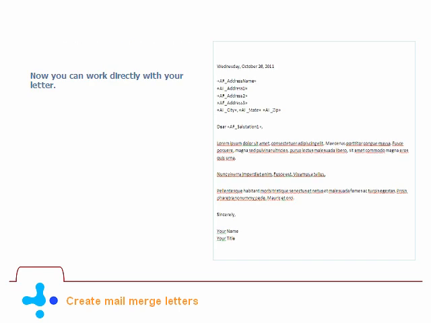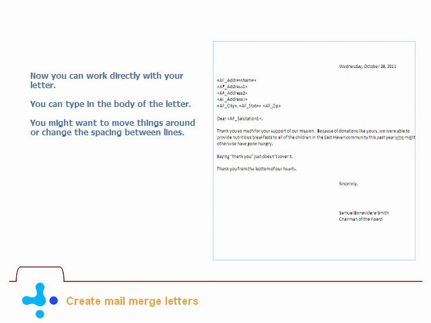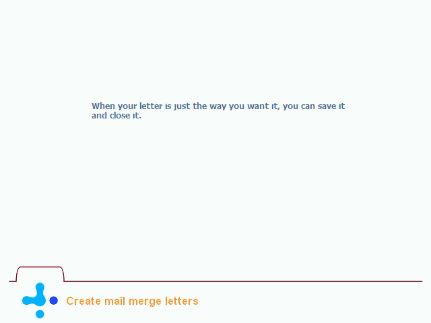Now you can work directly with your letter. You can type in the body of the letter, and you might want to move things around or change the spacing between lines. When your letter is just the way you want it, you can save it and close it. And it will be available to you when you run the Mailing Wizard again to print your letters.